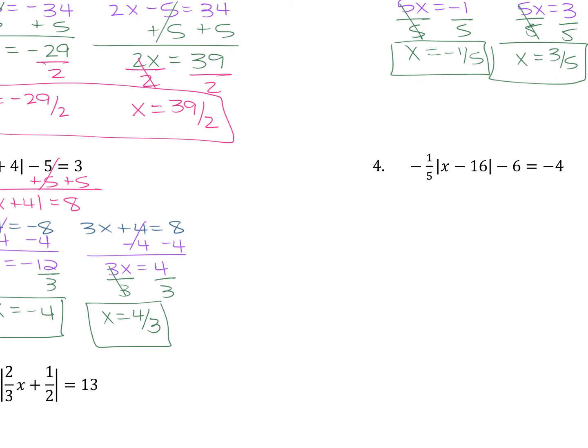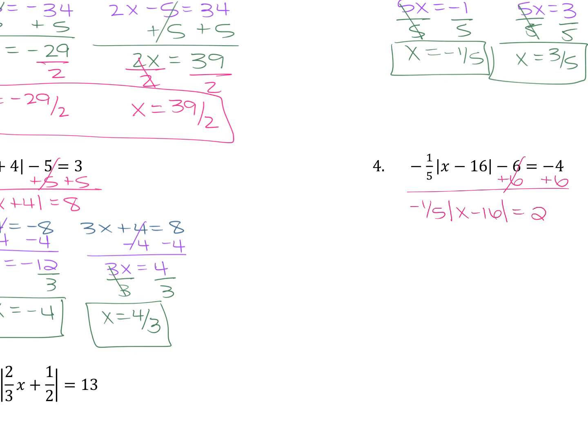For number 4, you have negative 1/5 times the absolute value of x minus 16 minus 6 is equal to negative 4. For this one, we're going to add the 6 over first. That's going to give us negative 1/5 times the absolute value of x minus 16 is equal to 2.